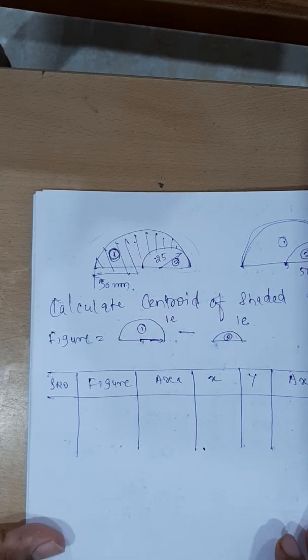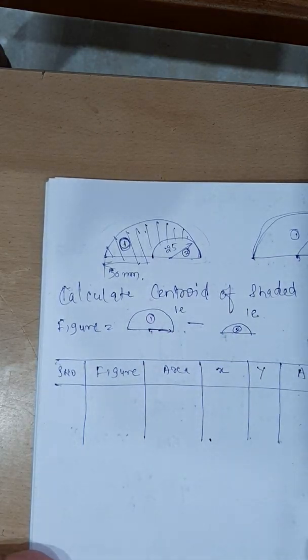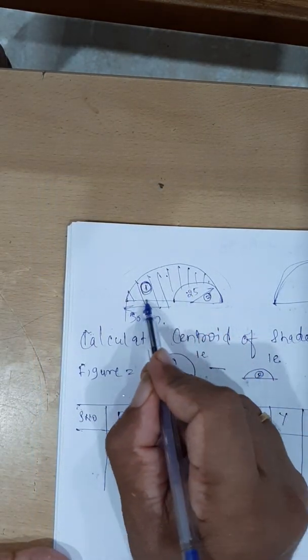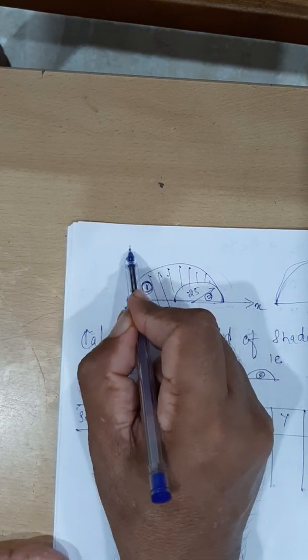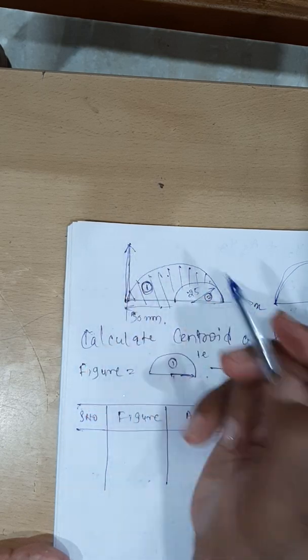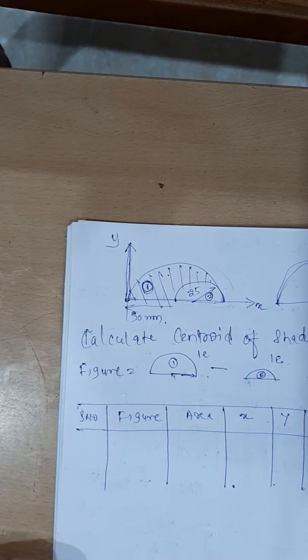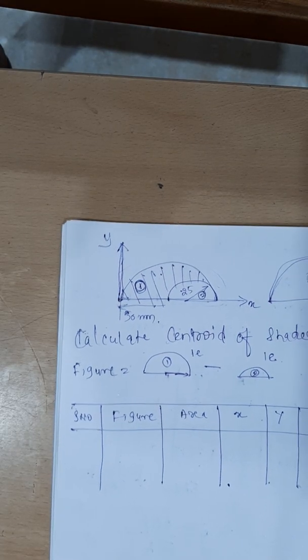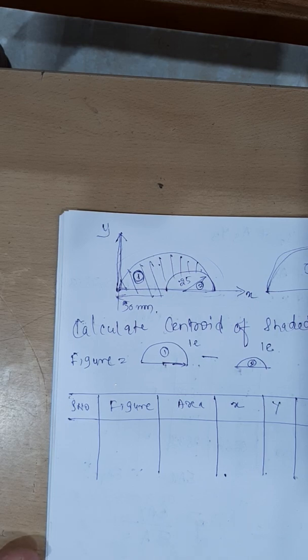Now you go figure by figure. Go for figure 1. First you select the reference line. I am taking the x line as the reference line, as far as possible. Unless specified, you take the figure in such a fashion that the whole figure comes in the first quadrant only, so that the calculation becomes a bit easy. If it is in a different quadrant, what to do, I will tell you afterwards.